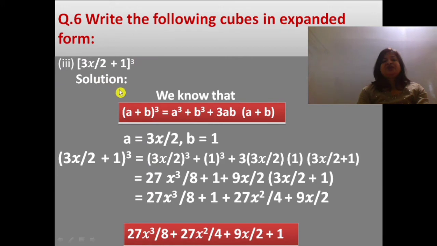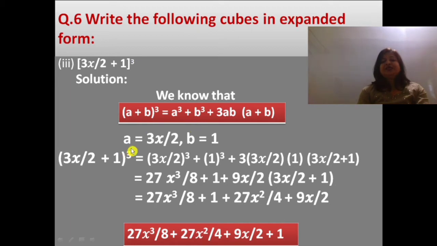Now we will start the solution. We know that (a + b)³ = a³ + b³ + 3ab(a + b). Why are we using this formula? Because here we are seeing (3x/2 + 1)³, so we have used the formula of (a + b)³.